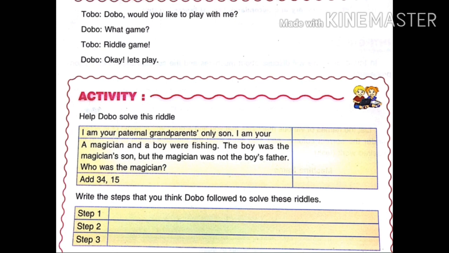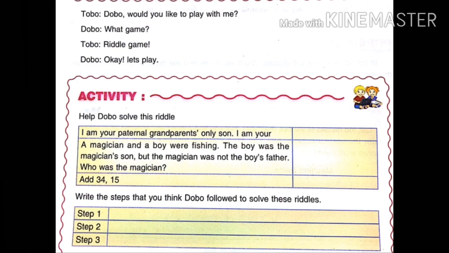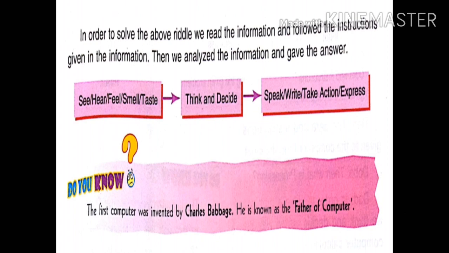Here also we have an activity. In this activity, some points are given, and according to that we have to guess the right answer. So children, this you have to do by yourself. Okay? Can you do it by yourself? Yes. Now move to the next page.